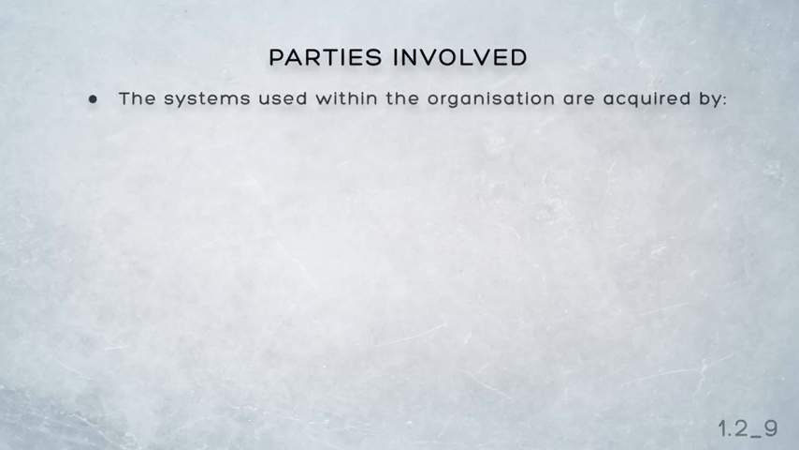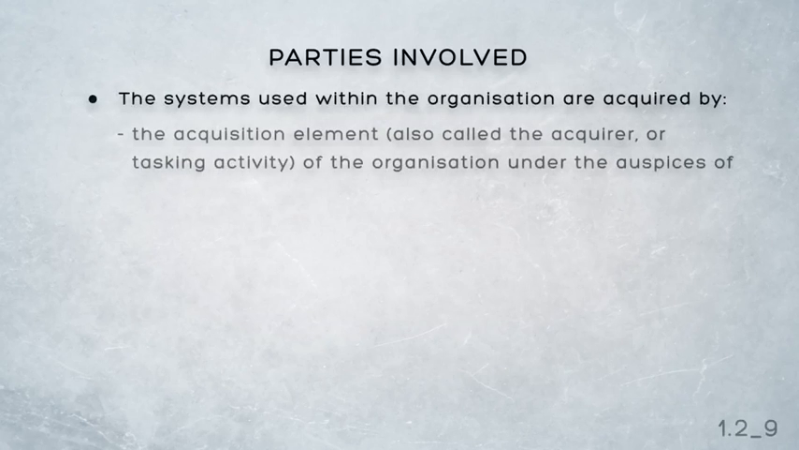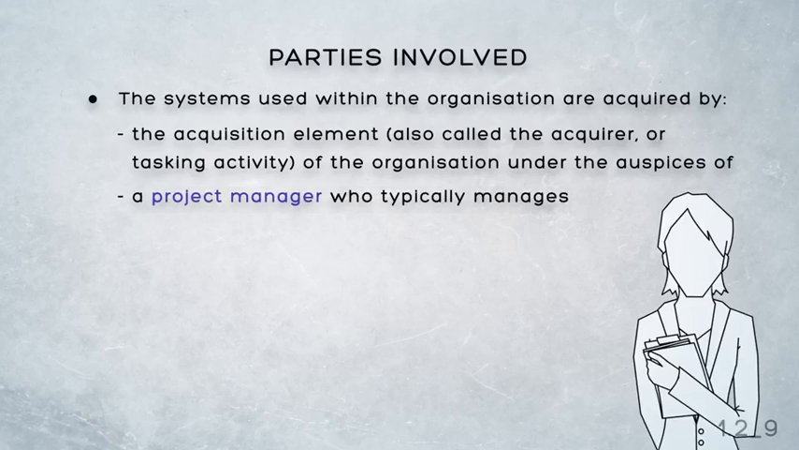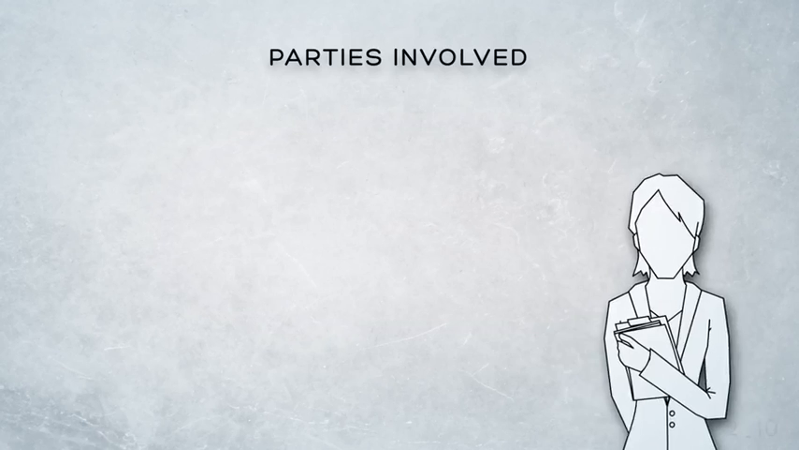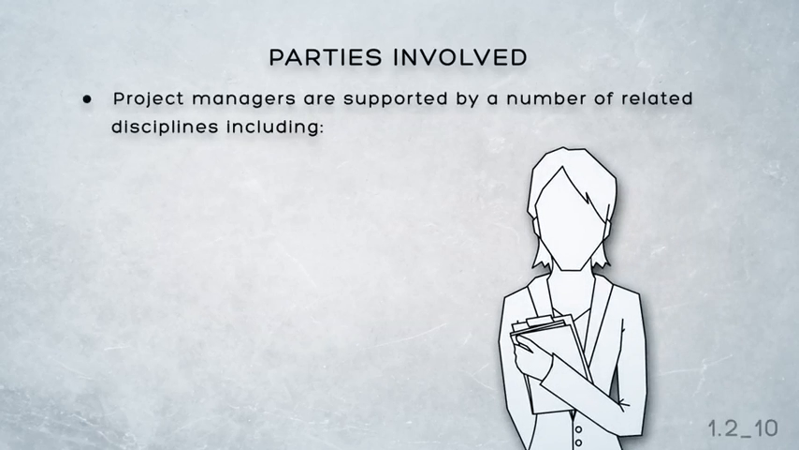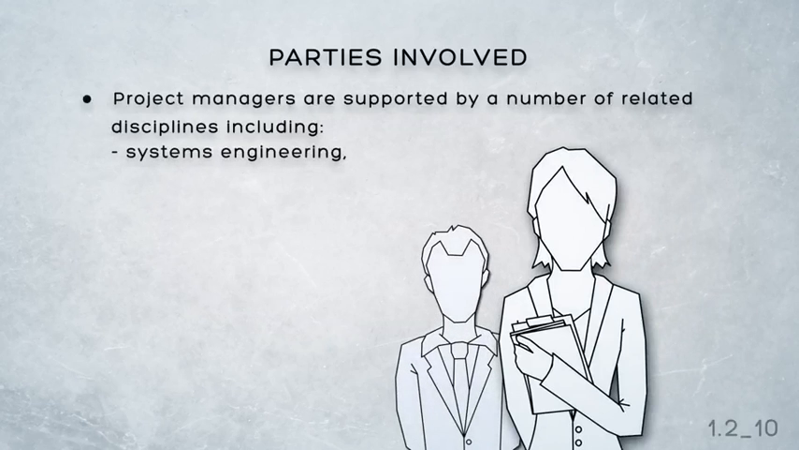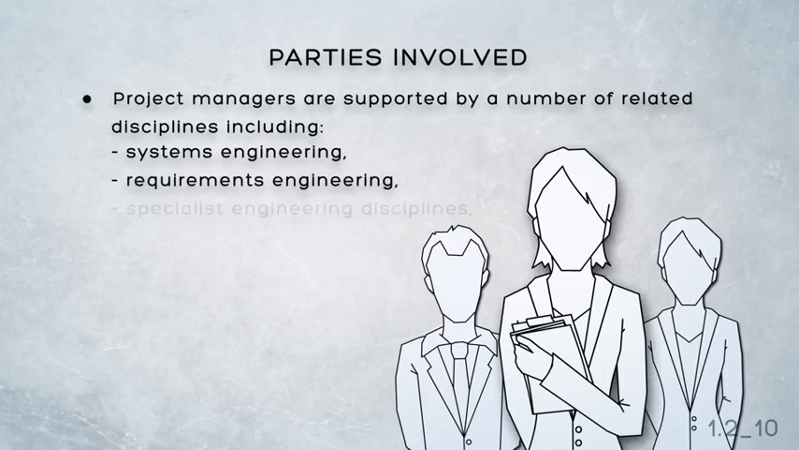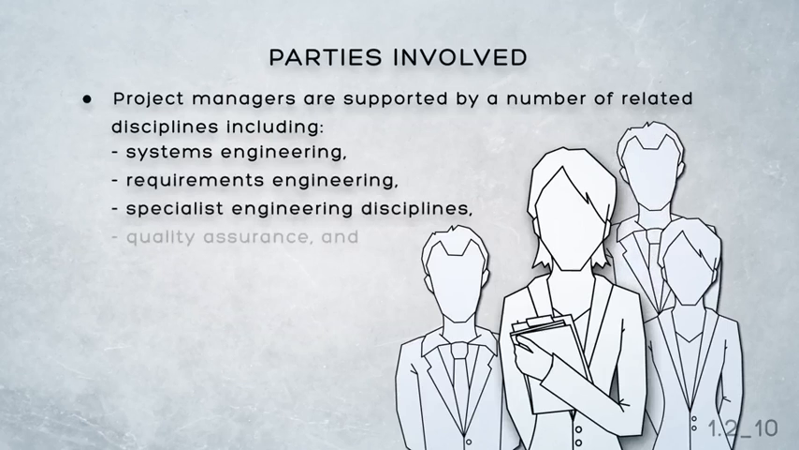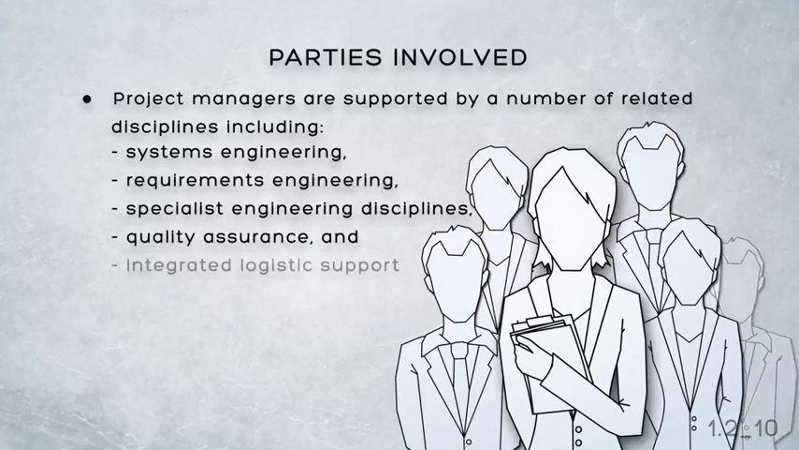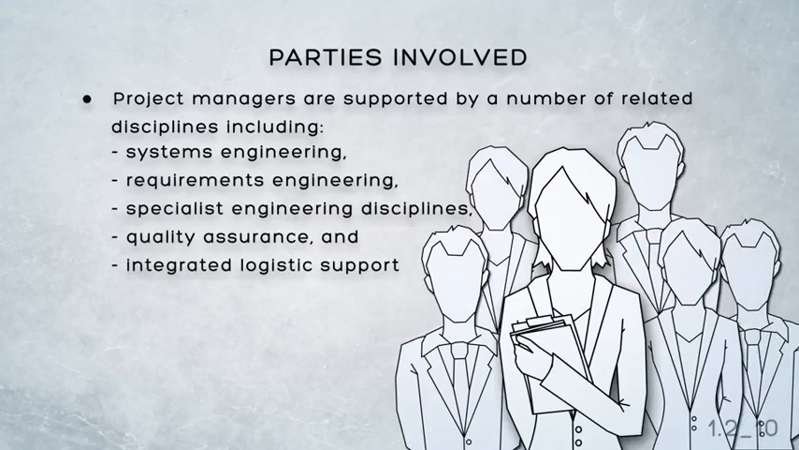The systems used within the organisation are acquired by an acquisition element, also called the acquirer, or in some standards the tasking activity. They belong to the organisation and they work under the auspices of a project manager who runs a project. Project managers are also supported by a number of other related disciplines. One, of course, the reason why we're here, is system engineering, but there's also requirements engineering and other specialty engineering disciplines, quality assurance and integrated logistics support.